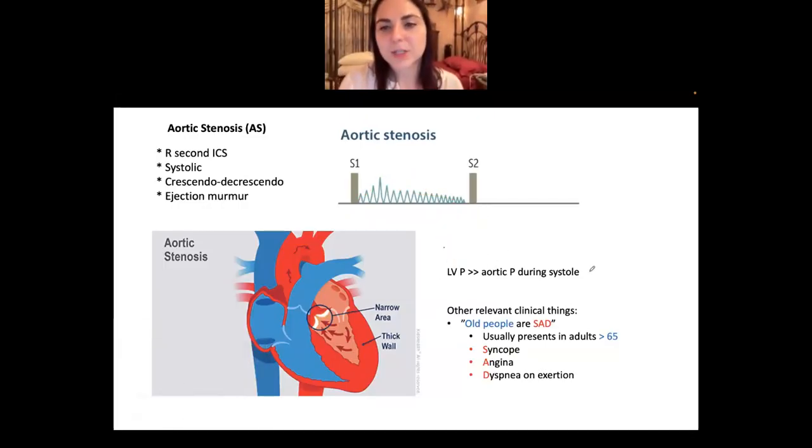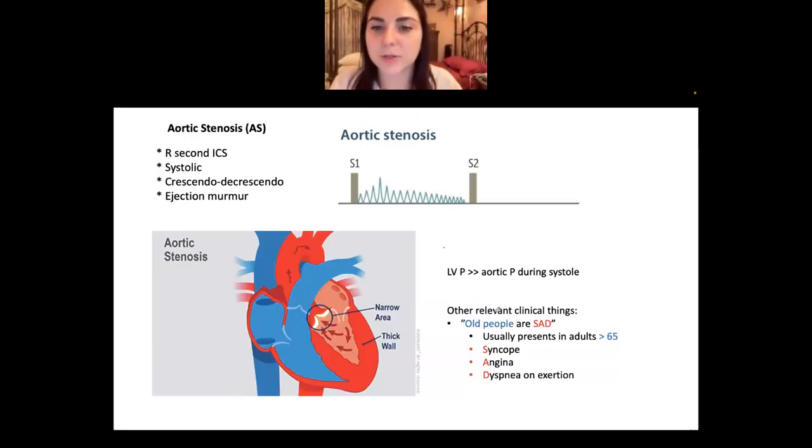With this, and this is just trying to tie it back to a Wiggers diagram, which we'll talk about in a little bit, the left ventricular pressure is going to be a lot higher than the aortic pressure during systole, which is not something that usually happens. Usually the left ventricular pressure rises to the point where it matches the aortic pressure, and then it opens the valve nicely. Here, it's going to be a lot higher than normal to open up the aortic valve.